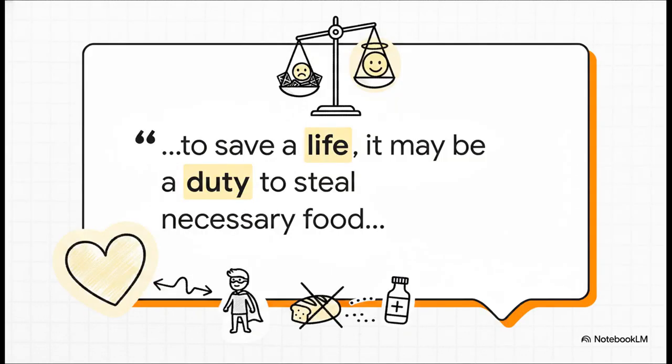But here is where things get super interesting. Mill actually admits there are extreme circumstances where breaking a well-established rule isn't just allowed, it's morally required. As he stated, to save a life, it may not only be allowable but an absolute duty to steal the necessary food or medicine, or even kidnap a doctor. Basically, if blindly following the rule causes a total disaster, like someone dying, Mill says you've got to break the rule for the greater good.